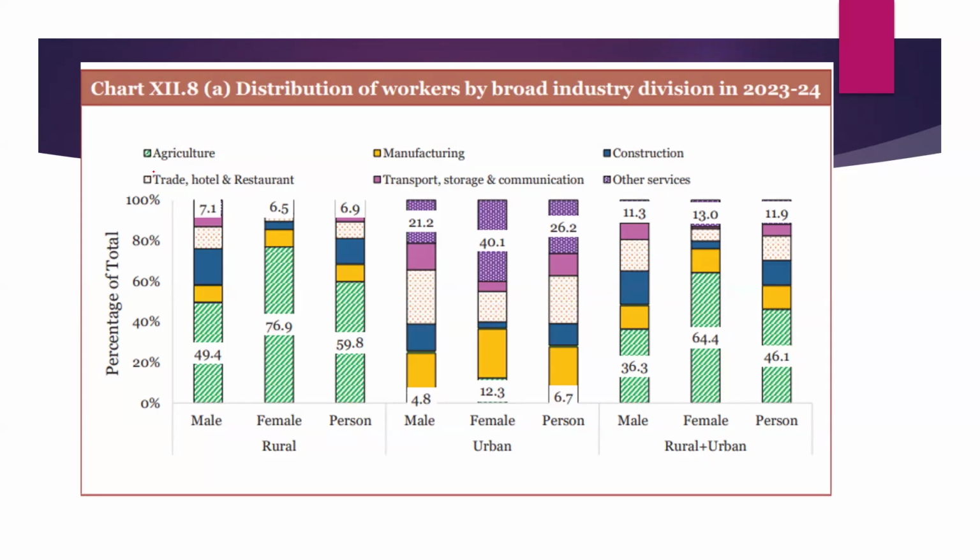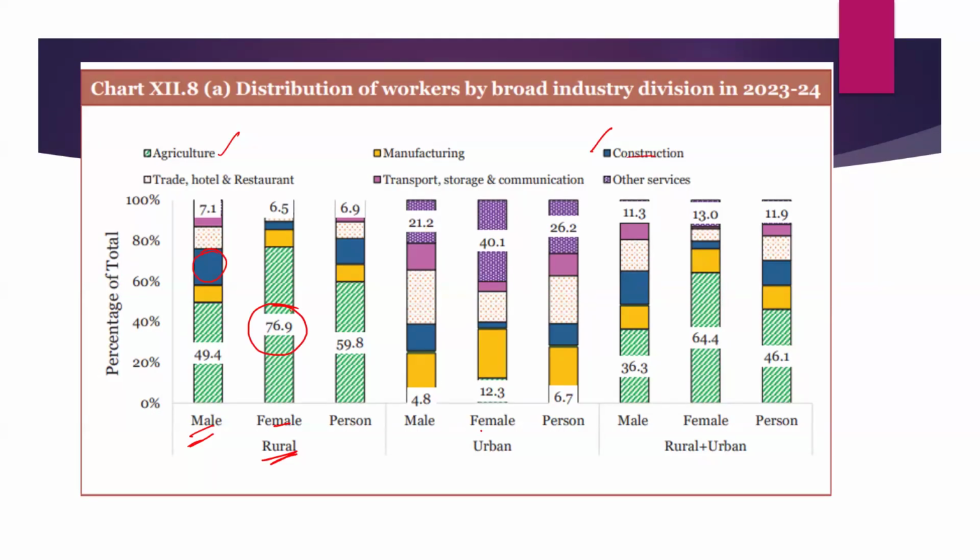Now this chart is also very important. See, when we talk about male and female, especially rural, we observe the common trend. The common trend here is females are at a greater percentage in the agriculture sector, right? In agriculture, males are also focused on agriculture and construction, right?